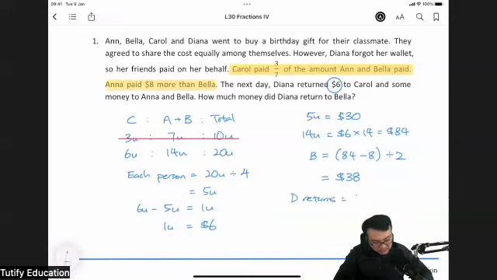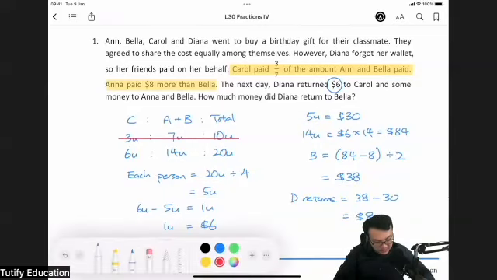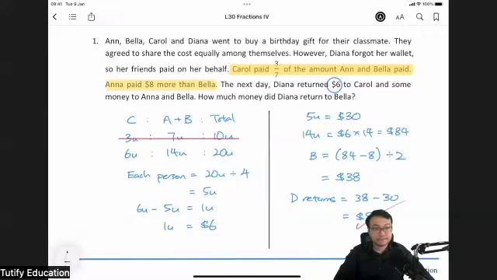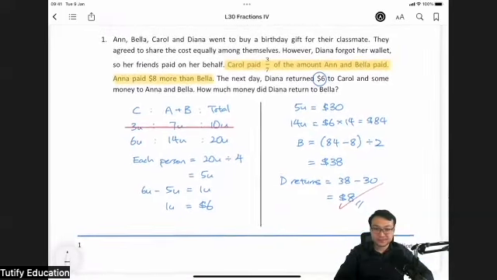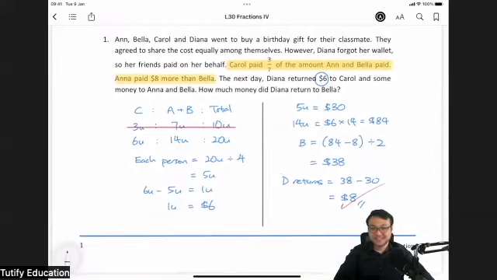So Diana returns 38 minus $30, which is the $8. Diana has to return $8. Good job, Ambriel. Do you have any questions about this? No. Well done. How about the rest of you? Anybody have any questions about this? Raise your hand.